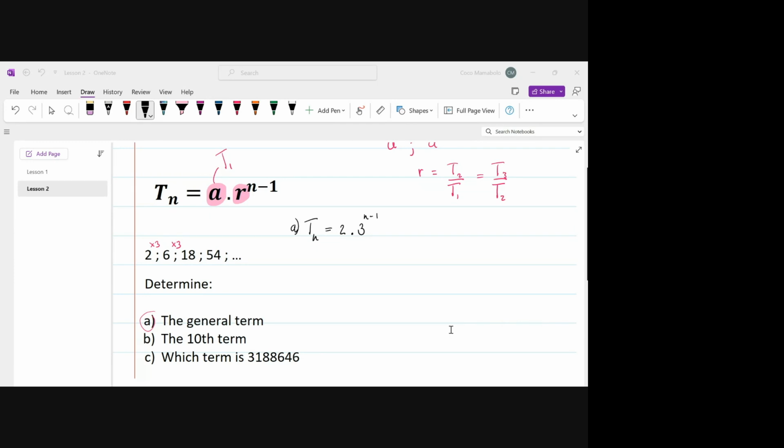Can I trust you guys? Give me a thumbs up. Can I trust you guys to find the 10th term? Okay, remember N is the position, Narisha. So look at B. B says the 10th term. They want the 10th term. So basically what they're saying is find T10.